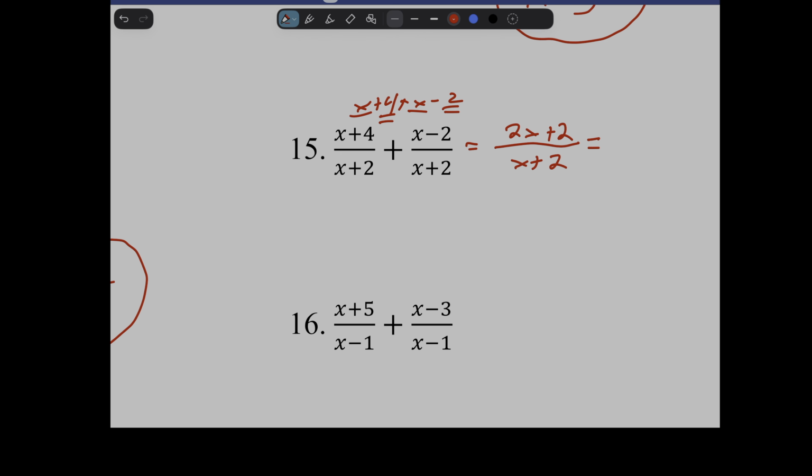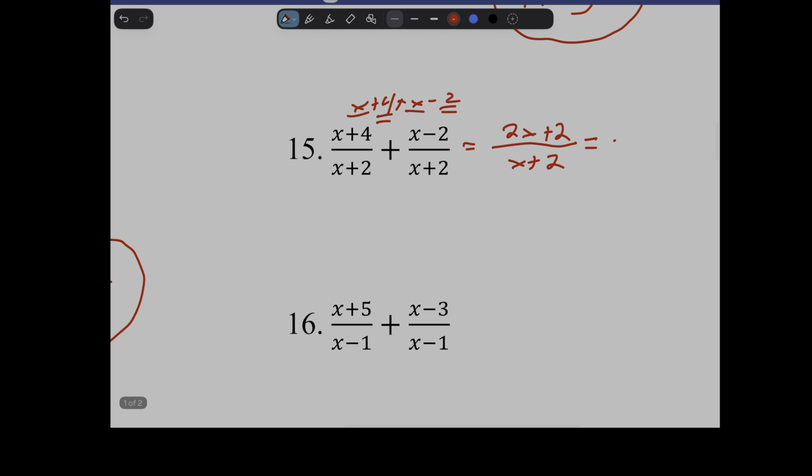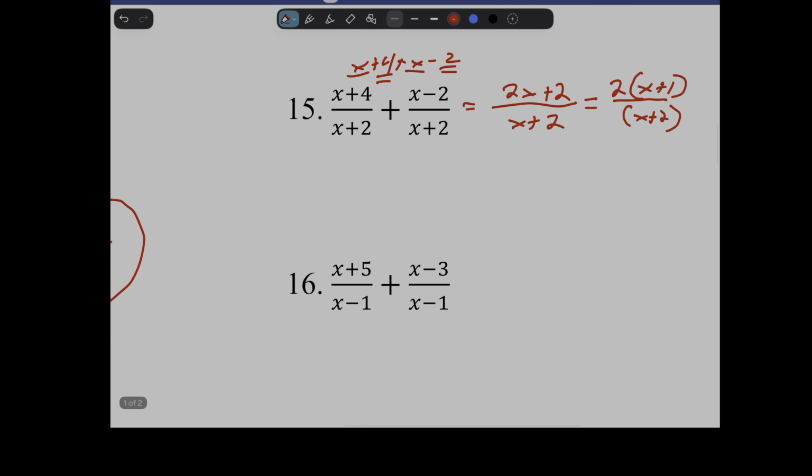Okay, can I cancel the 2's? No, because I've got pluses. But I do look to see if I can factor. And I can pull a 2 out of there, and I'm going to be left with an x plus 1 and an x plus 2 on the bottom. Now, if that was an x plus 1 on the bottom, I could then cancel out the parentheses too. Okay, but it's not. So there it is. That's a fully factored form.